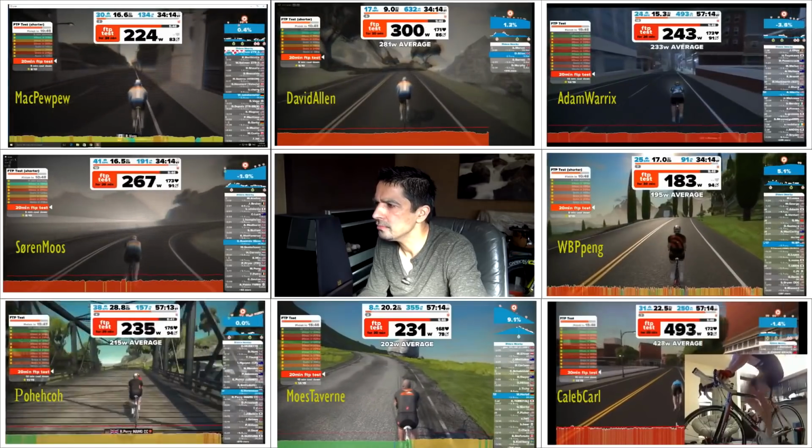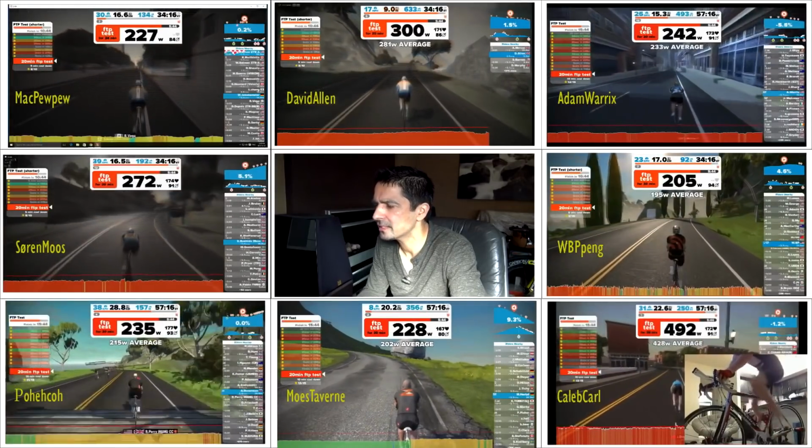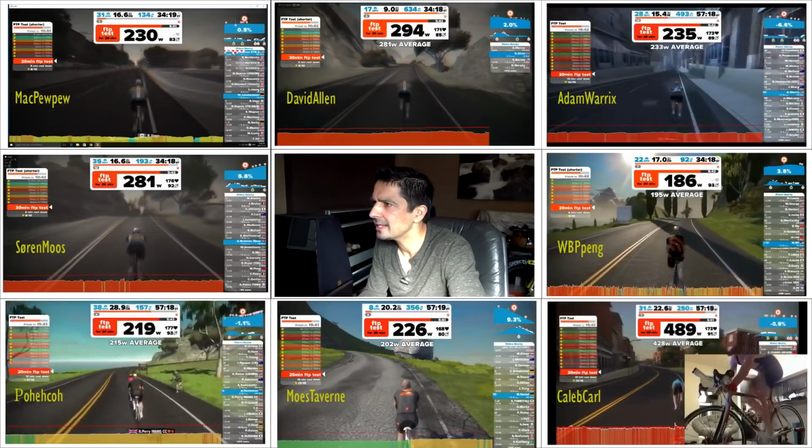David's doing really awesome, maintaining his paceline. In fact, if anything, he's picked it up. He's picked it up a little bit in the last few minutes.